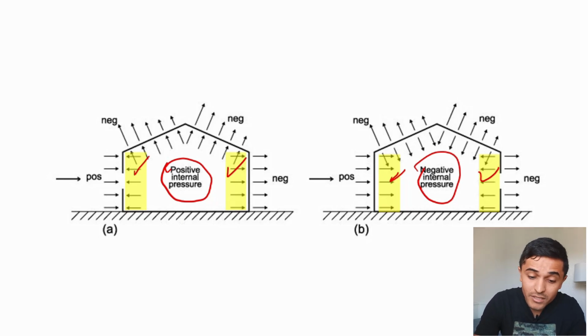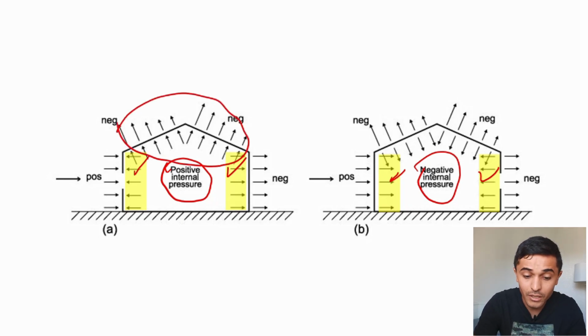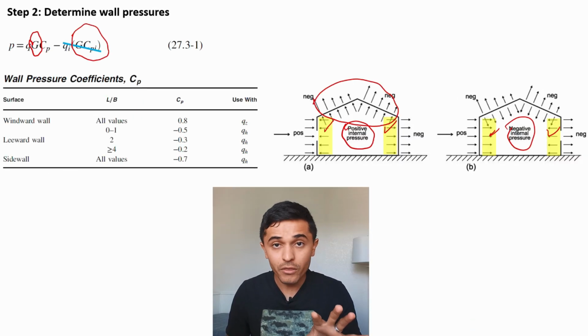It's not going to be the same for the roof. You can see here that there's no internal pressure going down to the ground here, because we're just looking at the roof surface. Then it actually either adds or subtracts from the roof surface. But let's stick with walls for now.